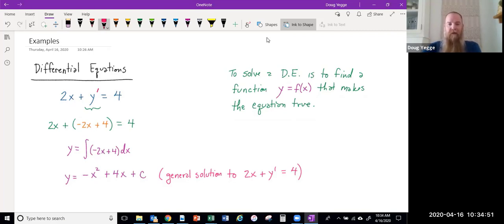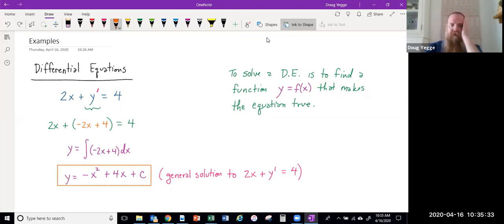So let's take a look at why this works. We're saying that if I were to take the derivative of this function, okay, and add 2x to it, I should get an answer of 4. Okay. Well, let's take a look. The derivative of this function is negative 2x plus 4, and the derivative of c is 0. So notice that negative 2x plus 4 plus 2x gives me an answer of 4. Okay, so that's why it works.